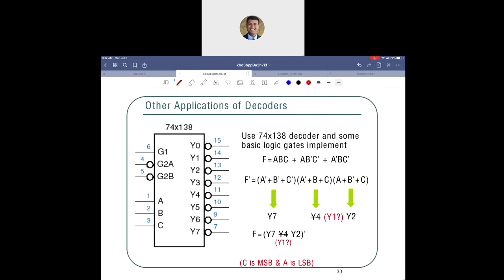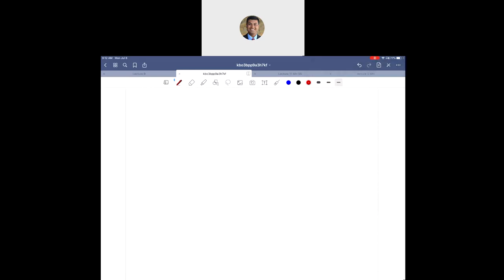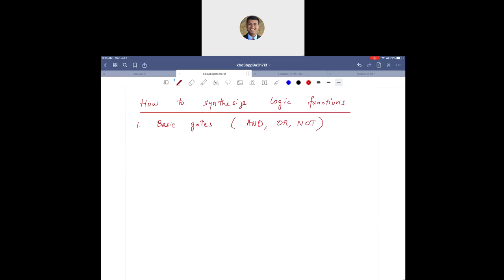Okay, let's move on here. Now, another very interesting application of decoders is that I can implement logic functions using decoders. So let us back up a little bit and figure out how to synthesize logic functions. So far in the course, we have been synthesizing logic functions. What were some of the ways? One was the simplest basic gates, using basic gates, which was AND, OR, NOT. So using these 3 logic gates, you can synthesize any logic function.